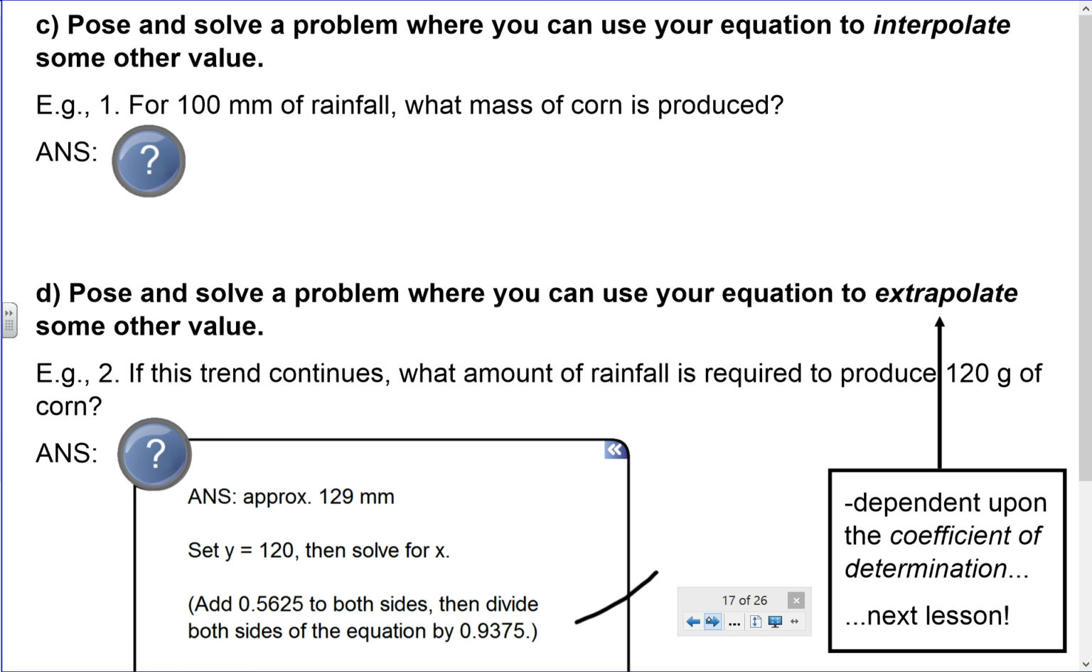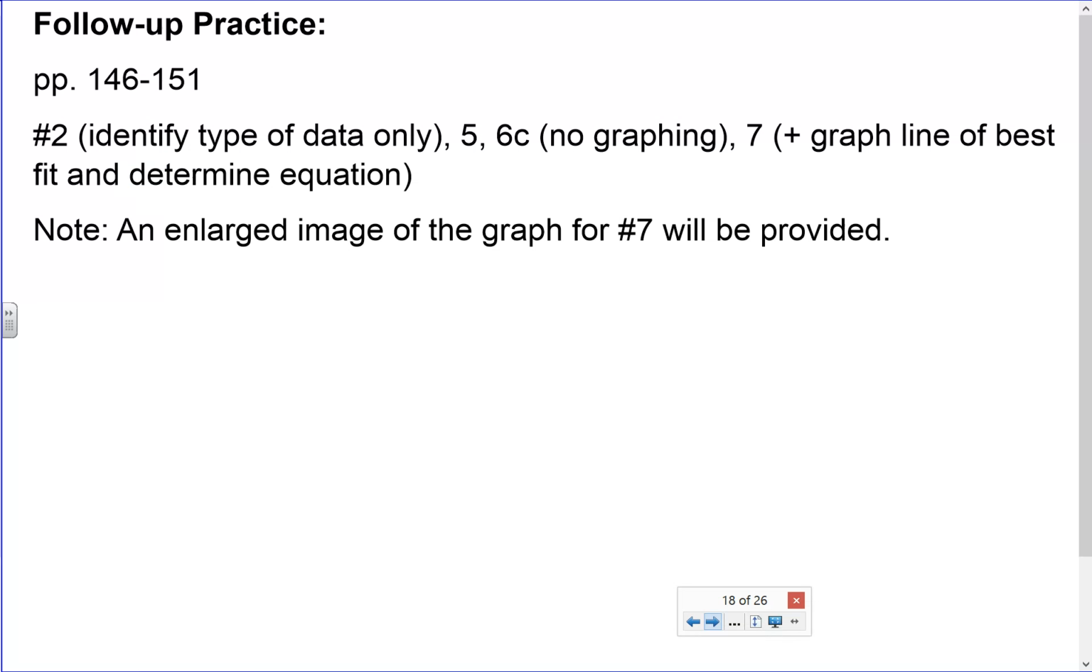So to wrap things up, again, pause, rewind, rewatch, make sure that you get some good notes in. And if you have any questions, do jot them down and bring them to my attention. The follow-up for this is the following. You have a few questions to consolidate your learning. Note that I was not able to produce in time the enlarged graph for number 7. That's something that you'll have to do for yourselves. Okay?